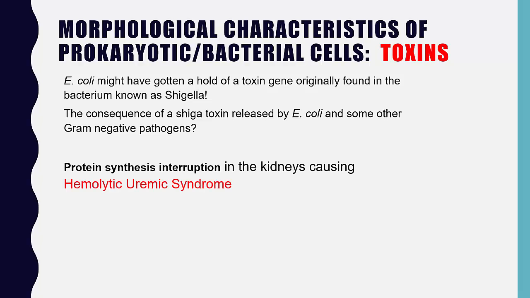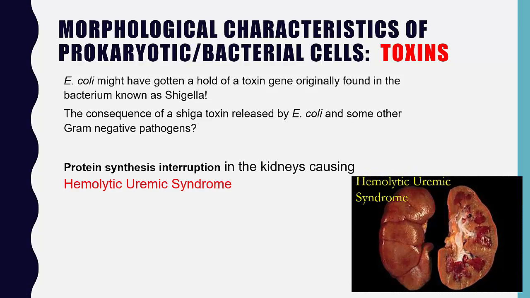And by the way, E. coli isn't the only one that can make the Shiga toxin. There are some others that can do this too. But it releases the toxin. It can attach and attack the kidneys and cause something called hemolytic uremic syndrome. So the toxins are up in the kidneys, and this will also cause an inflammatory response.